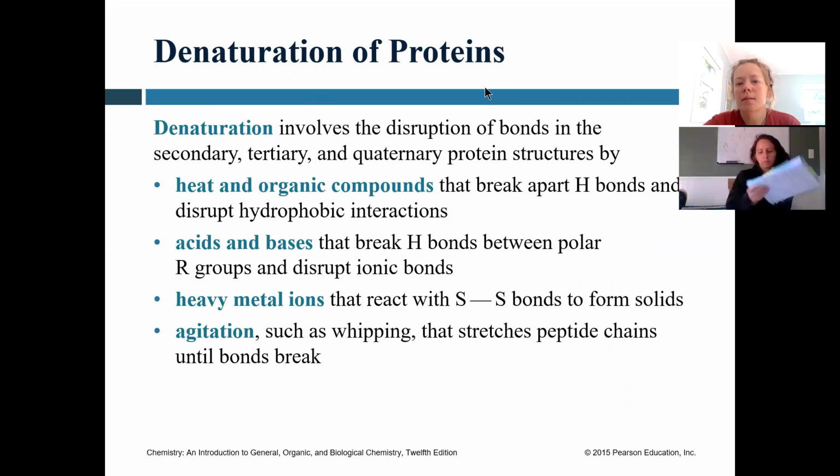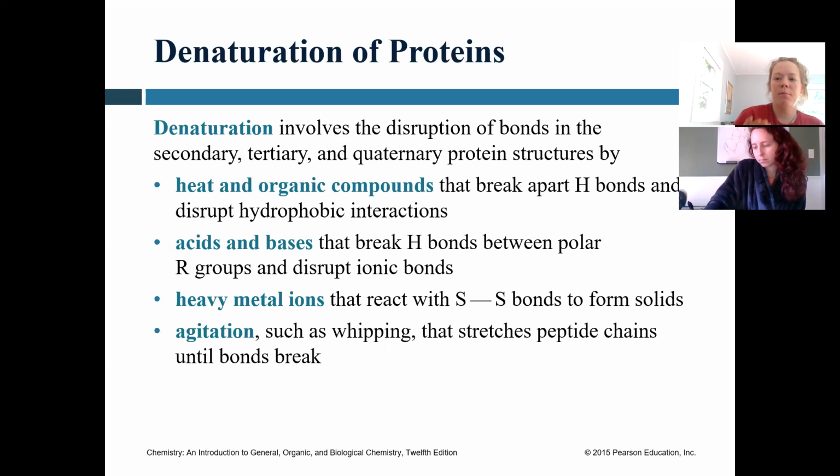So proteins do this thing known as denaturization. Denaturization involves the disruption of the bonds in the secondary, the tertiary, or the quaternary protein structure. So denaturization isn't affecting the actual main chain. It's affecting from secondary on.